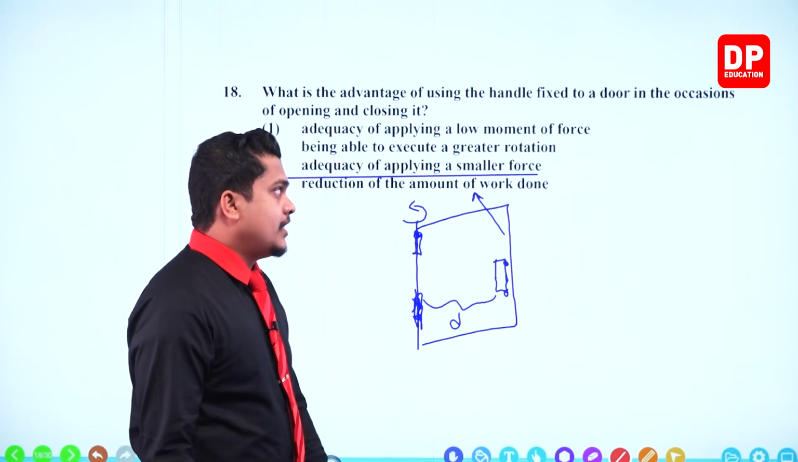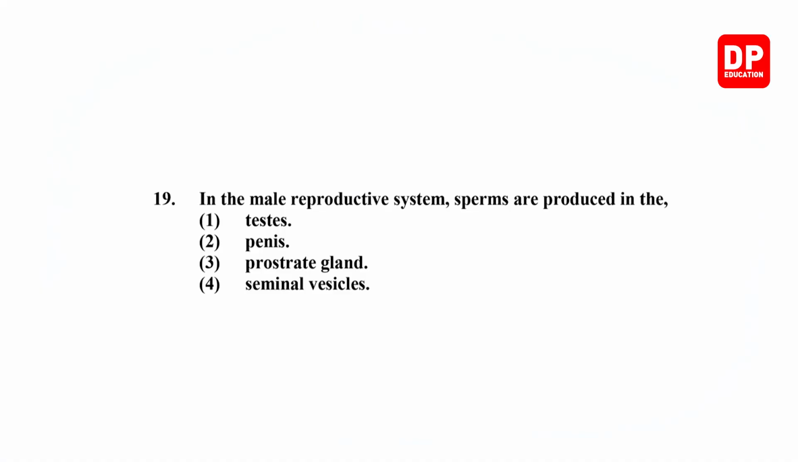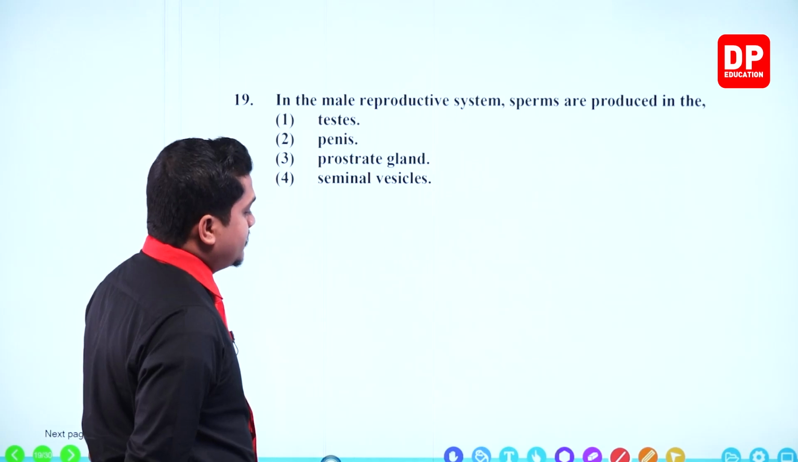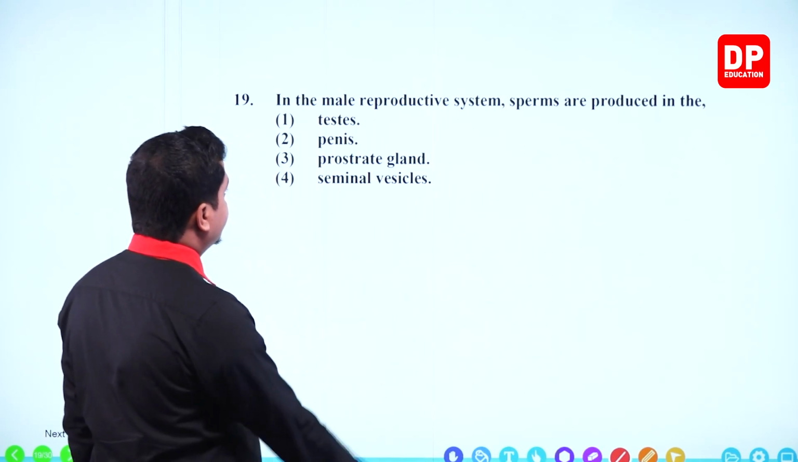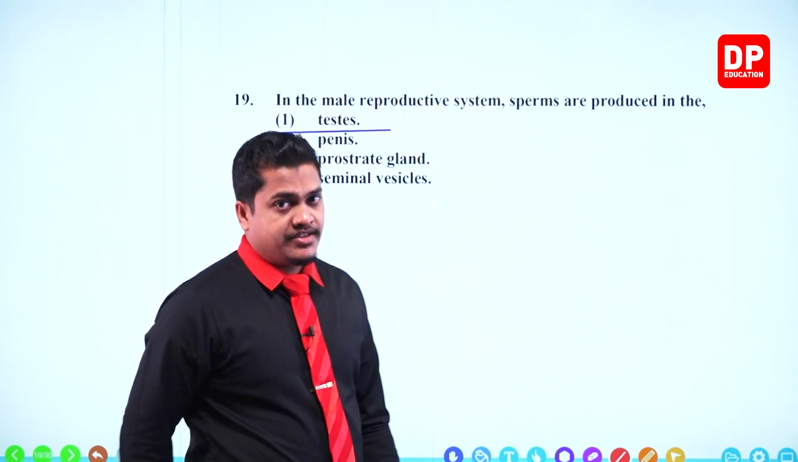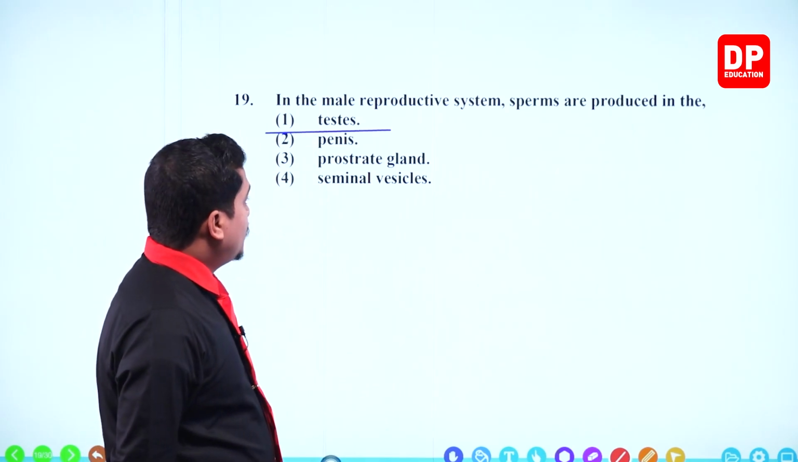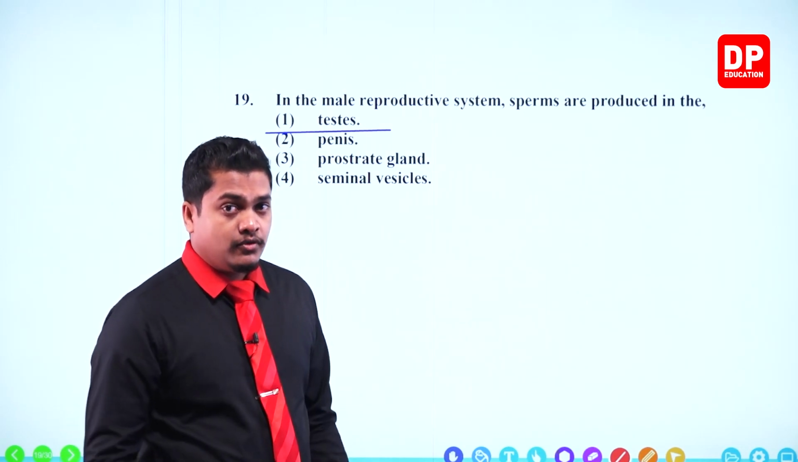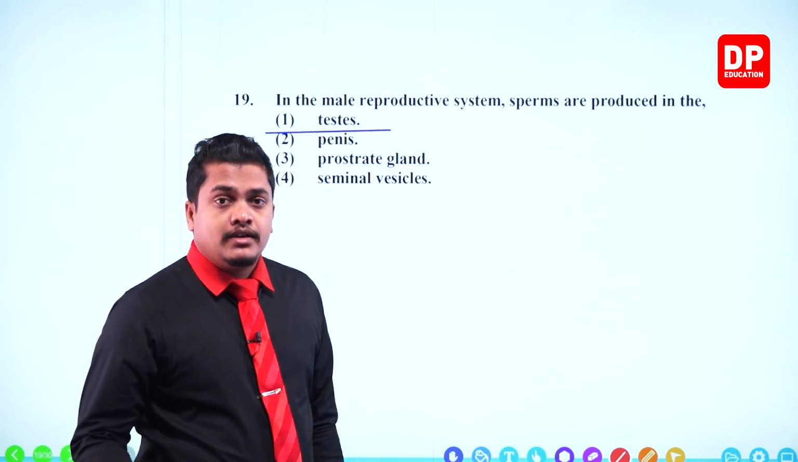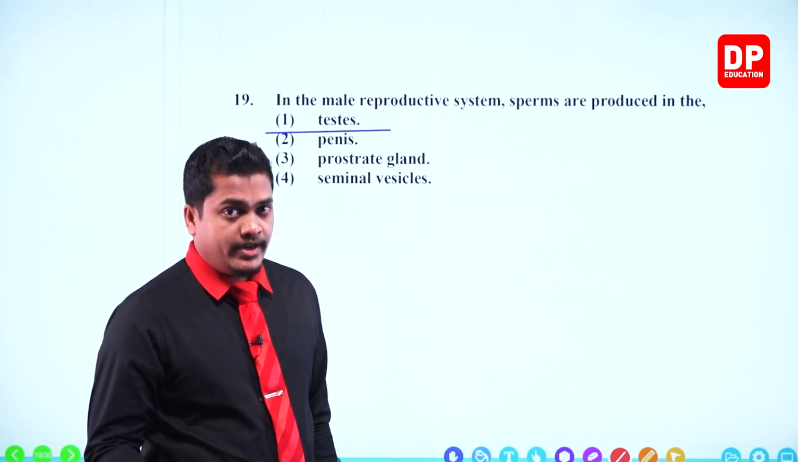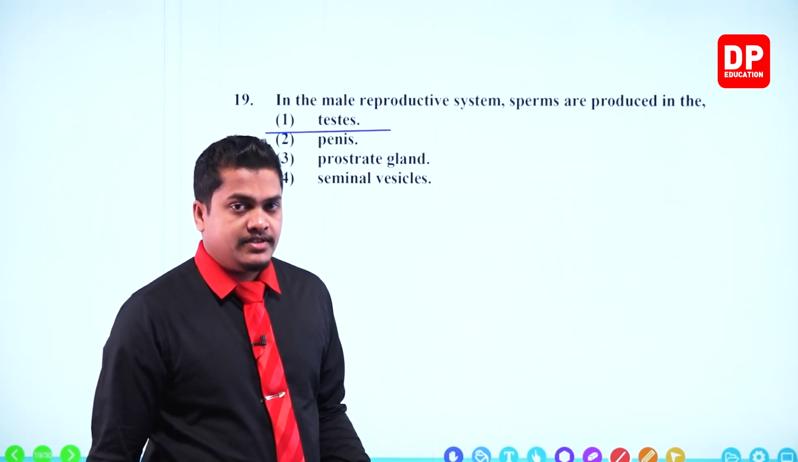Okay, right, then question number 19. In the male reproductive system, sperms are produced in, this is quite simple, my dear children, sperm cells are produced in the testicles or testes, right? The penis is the muscular organ which helps to deliver semen into the female reproductive system, right? These are the parts of the reproductive system.